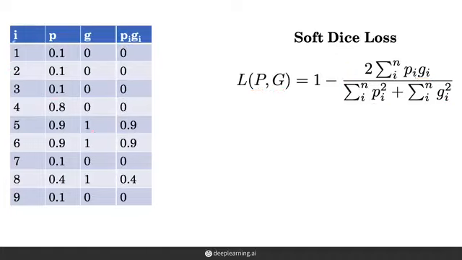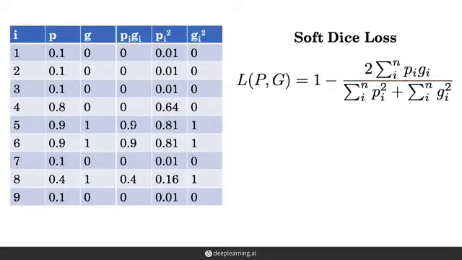To compute the numerator of the loss for this example, we multiply P and G element-wise to get PiGi. For instance, 0.9 times 1 gives us 0.9, so that's entered here. To compute the denominator, we need the sum of squares of Pi and the sum of squares of Gi. Similarly, we can compute these by squaring the P column to get Pi squared and G column to get Gi squared. We can then sum up these columns to get the sum over all of the pixels.